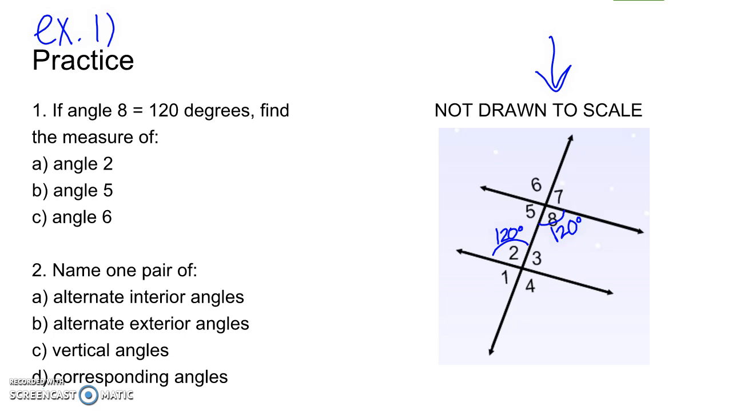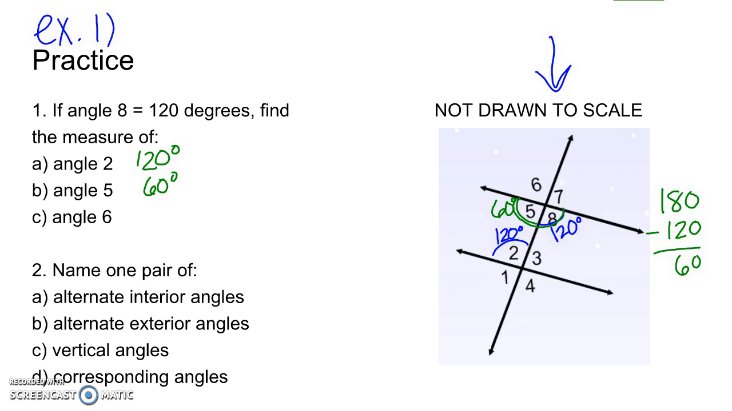Now angle 5, the next angle I'm finding. What do we know about angle 8 and angle 5 together? They are supplementary, meaning they add to equal 180. So if 8 is 120, what is 180 minus 120? It is 60, so angle 5 is 60 degrees. Let me write these over here. Angle 2 is 120 because they're congruent. Angle 5 is 60 because they're supplementary.